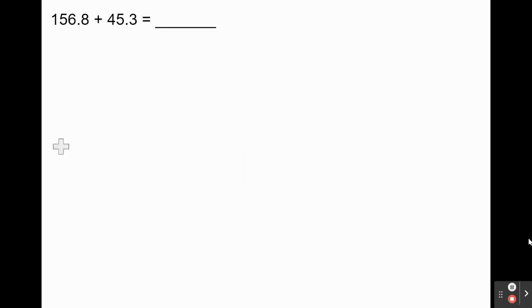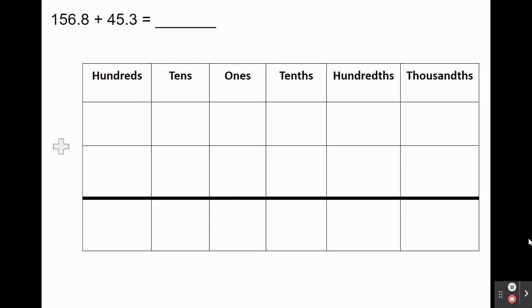Let's start by adding 156 and 8 tenths plus 45 and 3 tenths. The first thing we're going to do is place each of these numbers into the place value chart. So we'll place 156 and 8 tenths into the first row. We'll place 45 and 3 tenths in the second row. Notice the decimal point always goes between the ones and the tenths place.